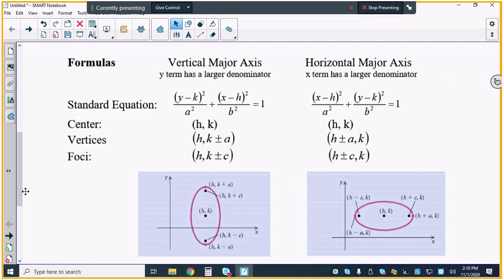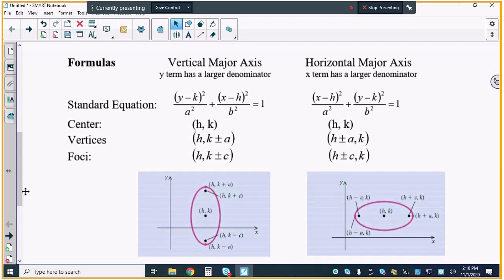If the y term has a larger denominator, then we say that the major axis is vertical. If the x term has a larger denominator, then we say that the major axis is horizontal. The standard equation for ellipses is (y minus k) squared over a squared, when a is greater than b, plus (x minus h) squared over b squared equal to 1. Since a is greater than b, the y term has a larger denominator and it is the vertical major axis.